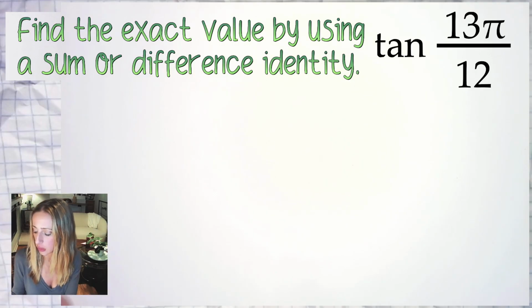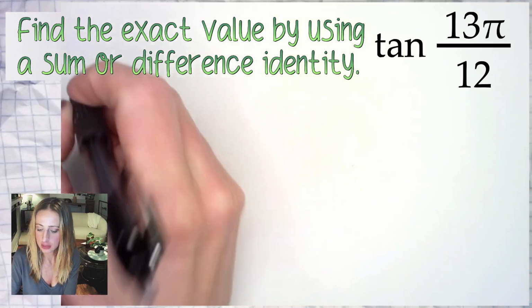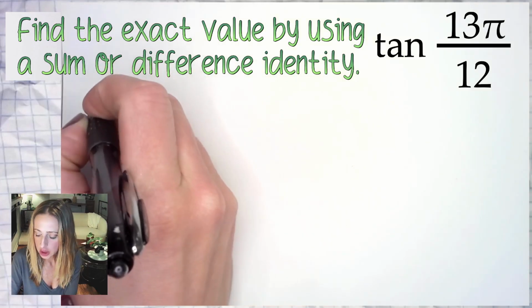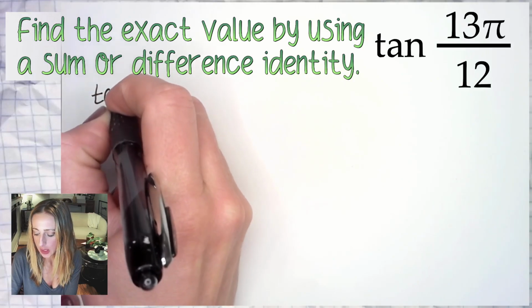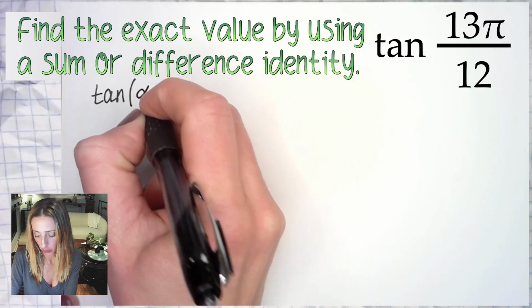So I like to do this using some identity, but I will show you this two different ways, because if you don't rationalize your denominator, you will get answers that look different but are actually the same. So let's get into it. So here we have tan of 13 pi over 12. Now, what I like to do is I always make one of my angles pi over 4.